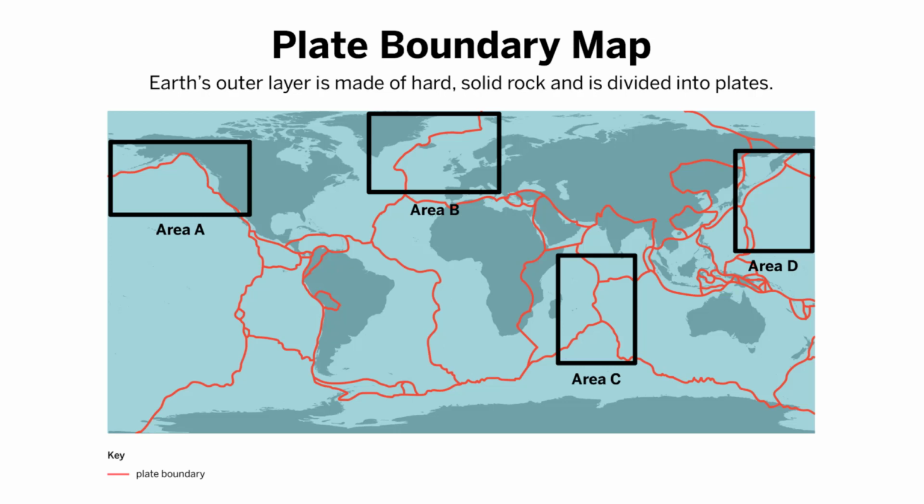Consider the overall map and what it represents. This is a map that shows how the solid rock of the Earth's outer layer is divided into plates. Note that 4 unique areas are labeled on the map. These 4 areas are designated by boxes for this activity. The boxes do not represent plates or anything that is actually found on Earth.